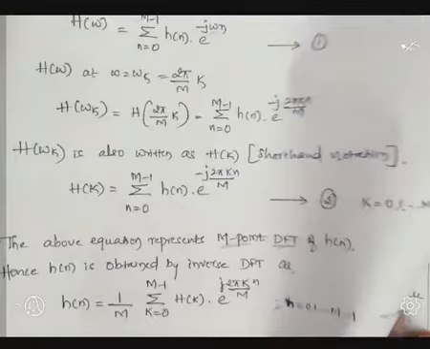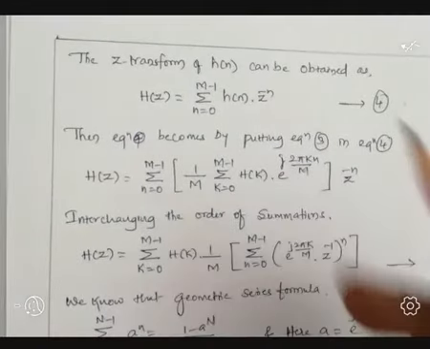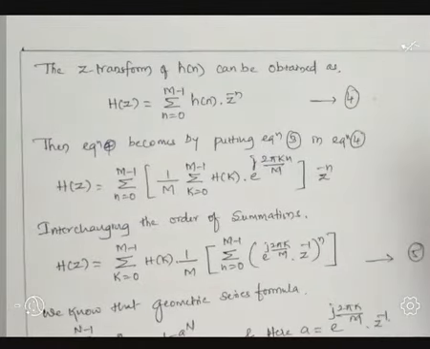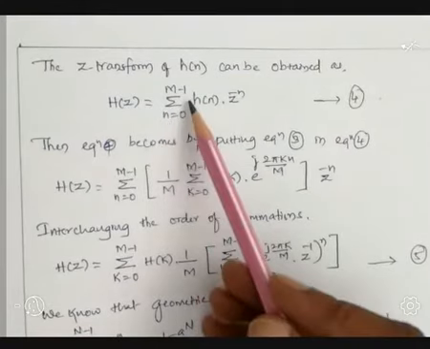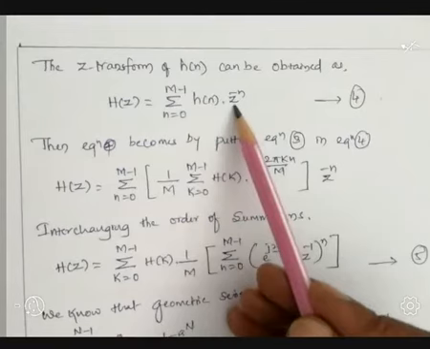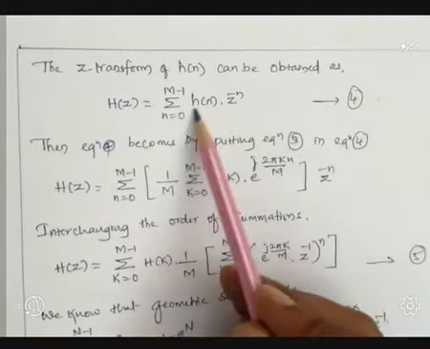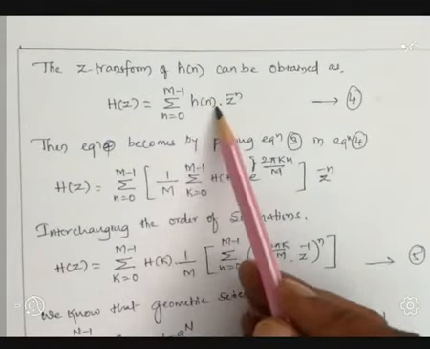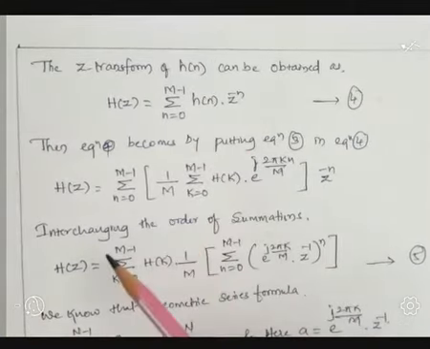Next, we are going to apply the Z transform to h of n. Let us calculate the Z transform. Then the equation becomes H of z equal to summation over n equal to 0 to m minus 1 of h of n multiplied by z to the power minus n. Let us represent this as equation number 4. This equation tells us that it is the Z transform of h of n. Now substitute equation 3, that is the inverse DFT, in the previous equation.